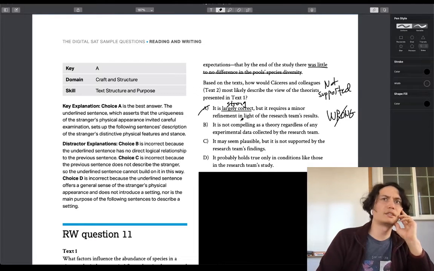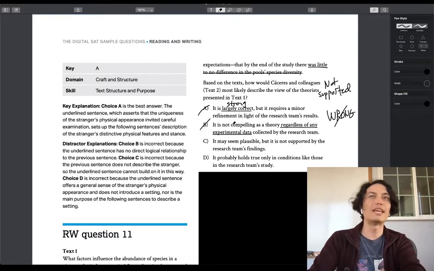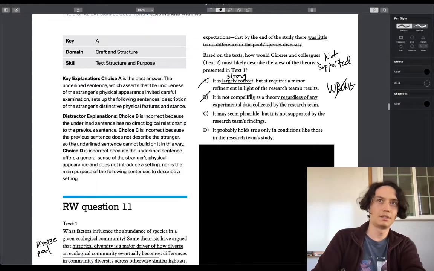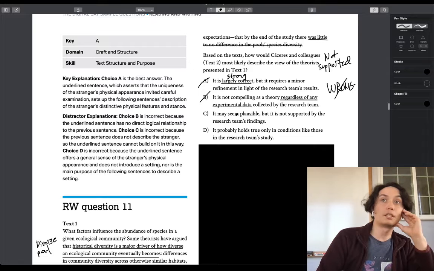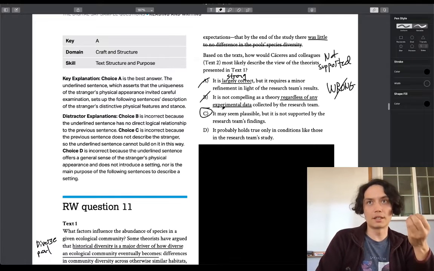It is not compelling as a theory regardless, this is way too strong, regardless of any experimental data. Well, that's way too strong. It's because of the experimental data that maybe it's not compelling as a theory. Even this is kind of too strongly worded. All right, it may seem plausible, but it is not supported by the research team's findings. There you go. And again, this is so weak.